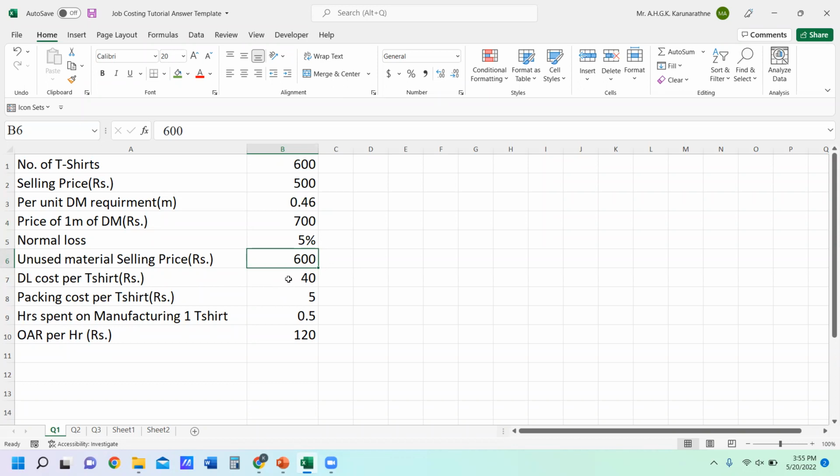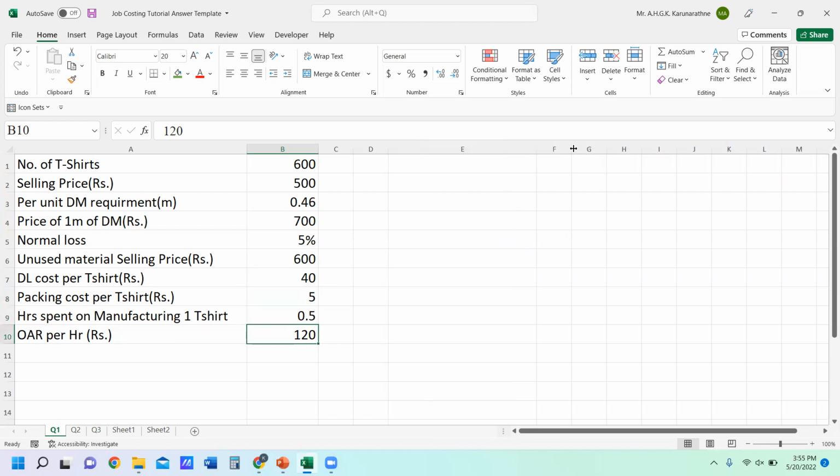Then labor cost per t-shirt, 40 rupees. Packing cost per t-shirt, 5 rupees. Hours spent on manufacturing a t-shirt, to be machine hours, right? Machine hours or labor hours, whatever hours is spent per unit is 0.5 hours, and overhead absorption rate is rupees 120. We will now see how to prepare our job account.